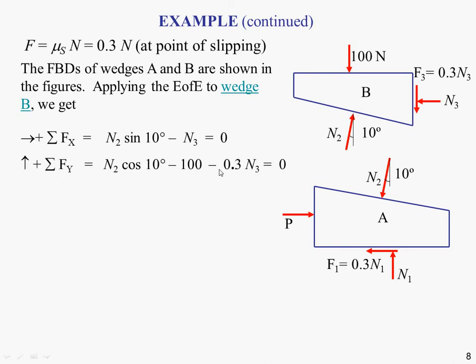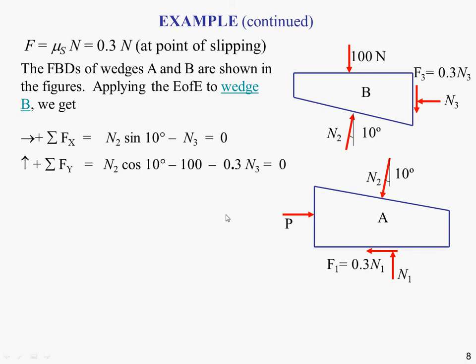And if we sum the forces in the vertical direction equals 0, we have the vertical component, the adjacent component here, N2 cos 10 degrees acting upwards positive, minus the 100 newton load, minus our friction force, which we can apply our friction equation to directly, so the friction force at surface 3 here will be equal to 0.3 times N subscript 3.